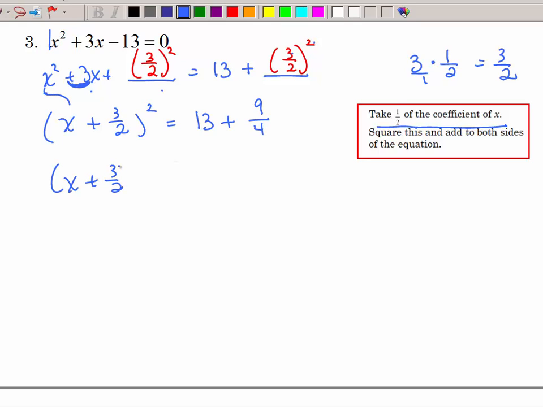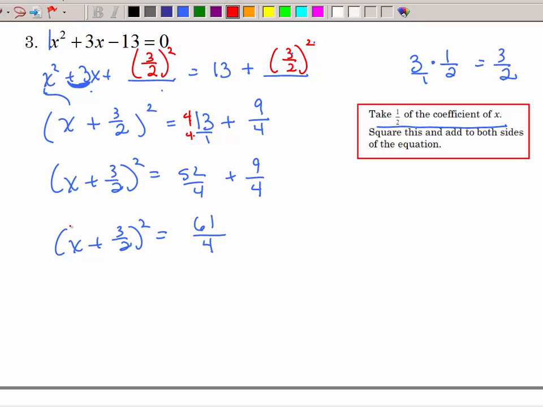Now we have to do some arithmetic, find a common denominator. So I need to multiply both of these by 4. So I have 52/4 plus 9/4, which I believe is 61/4. Now I'm ready to get rid of that square, so I take the square root of both sides. Plus or minus, 61 is prime. It does not factor, so I'm going to leave it as the square root of 61.